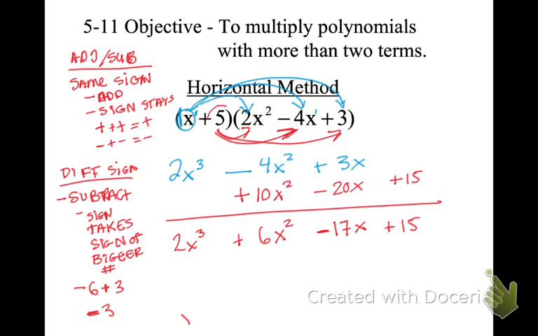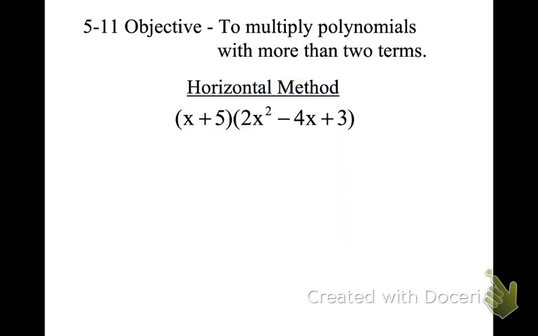So I distribute the positive 5. First, I distribute the x to everything in the second trinomial, and then I distribute the 5 to everything in the second trinomial, and then I combine my like terms. All right, so that's basically it. We can't use FOIL because that really only refers to a binomial times binomial.